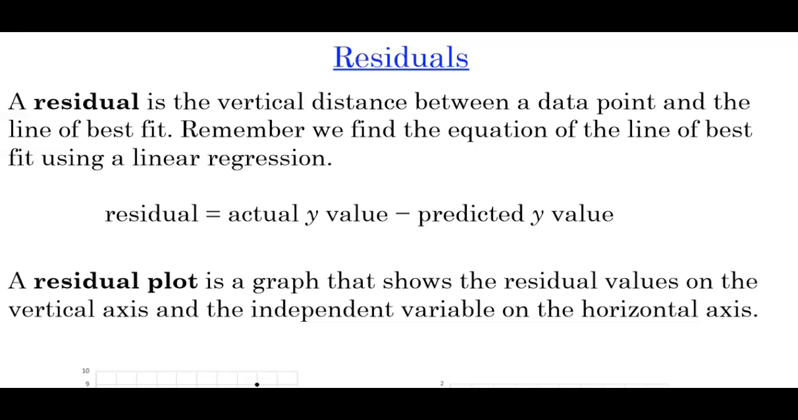And just a reminder, we find the equation of the line of best fit using a linear regression with our calculator. Okay, so we can see here we have the residual defined as the actual y value minus the predicted y value. So we get the actual y value from the data, and the predicted y value comes from the linear regression equation. And we find the difference, that gives us our residual value. Now, once we have a few residual values, we can create a residual plot, which is a graph that shows the residual values on the vertical axis and the independent variable on the horizontal axis.